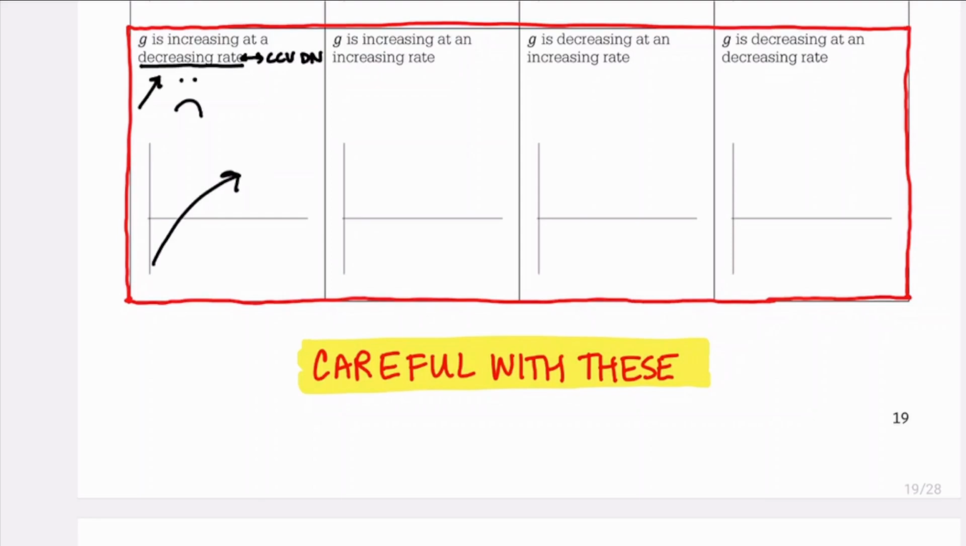G is increasing at an increasing rate. Okay, same idea. Increasing rate is going to mean concave up. And increasing while concave up, that's not happy eyes. Let's say increasing while concave up, like y equals x squared, at least the right half of it. Okay, and g is decreasing at an increasing rate. G is decreasing, we know that means our graph has to be going downhill. Increasing rate, just said, that's going to be concave up.